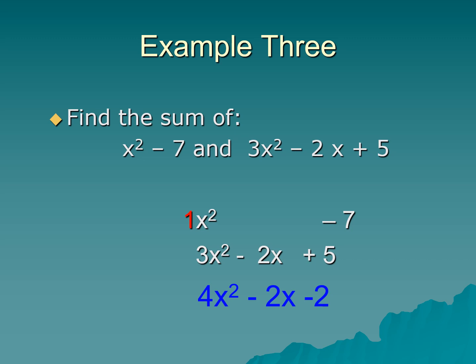So 1 plus 3 is 4. 0 minus 2 is minus 2. Negative 7 plus 5 is minus 2. So we get 4x squared minus 2x minus 2.